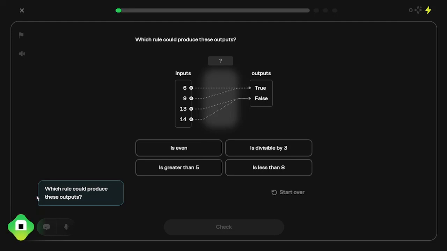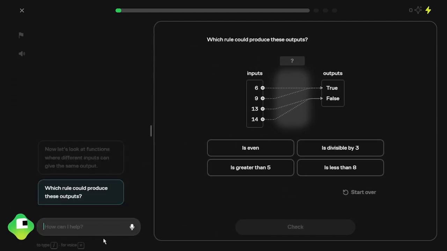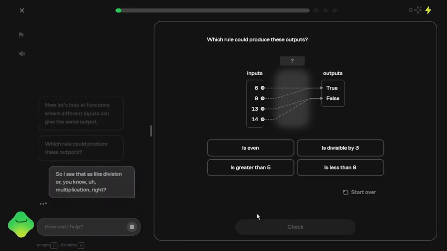Which rule could produce these outputs? So this is true and false. So that's not that hard. I'm gonna chat with him. So see, I can chat like old time now. So let's see. Oh, so 6 and 9 is true, and 13 and 14 is false. So I see that as like division or multiplication, right? I know it's true and false, so let's know that.